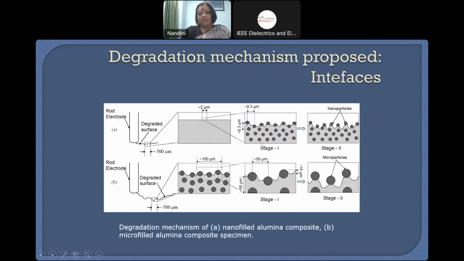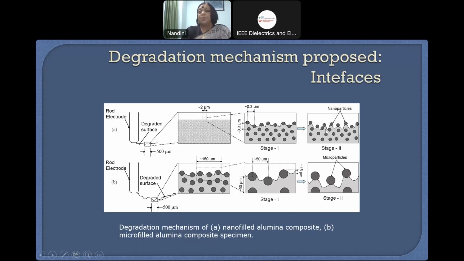So what happens is, let us assume that the particles are able to resist the degradation, they're not knocked off, and only the epoxy in the interparticle region is scooped out. The same phenomenon, let us assume, happens in microcomposites as well as nanocomposites.